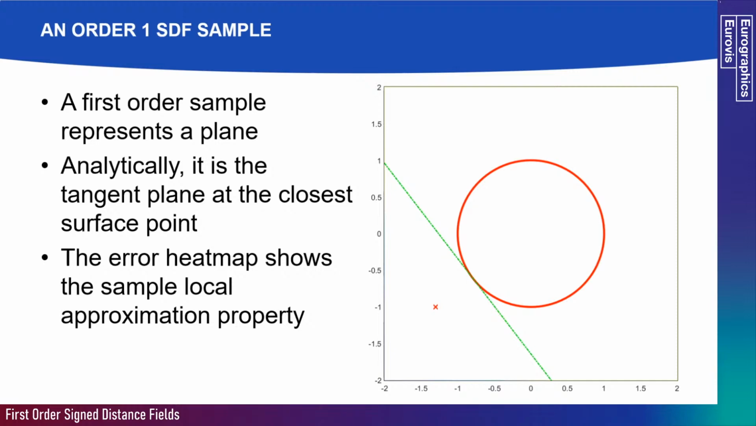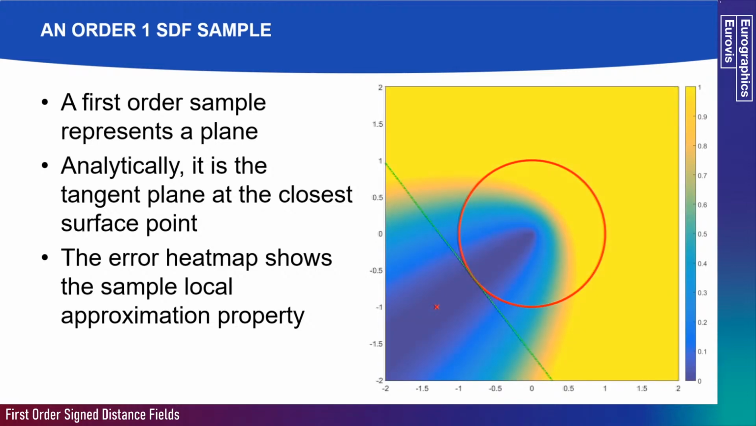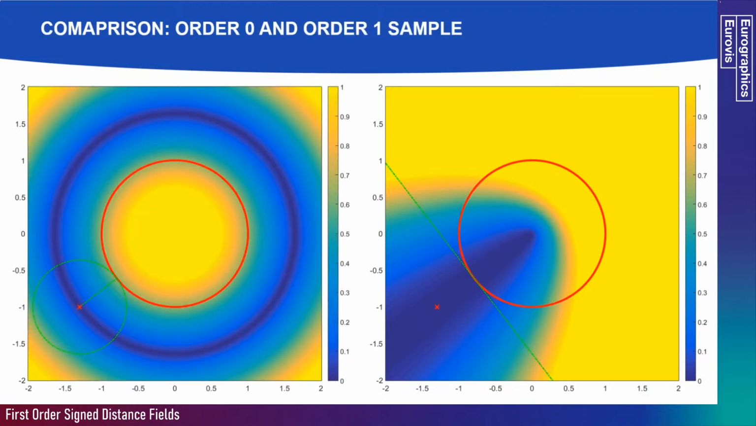Remember that the sample isn't just the line, but a polynomial, so it can be evaluated at any point in space. This means that it can represent the signed distance function much more precisely near the sample point. This property can be clearly seen on the error heat map. Compared to the order 0 sample, the Taylor polynomial is precise in a much larger neighborhood around the sample. Being a linear polynomial, a single first-order sample represents a signed distance function of a plane exactly.